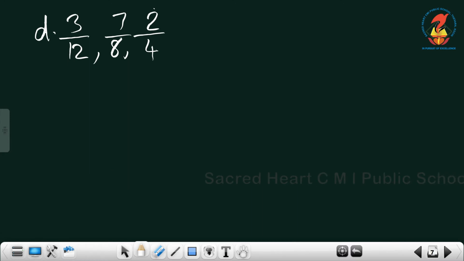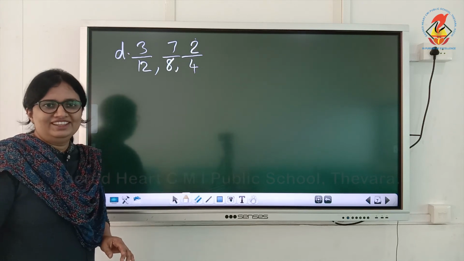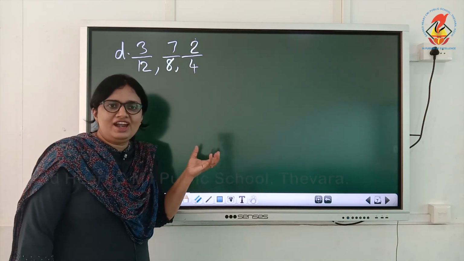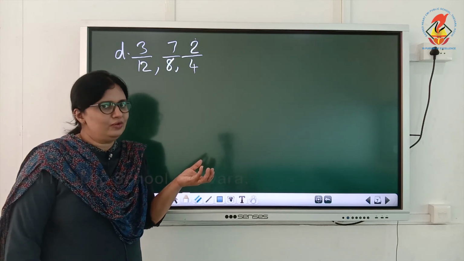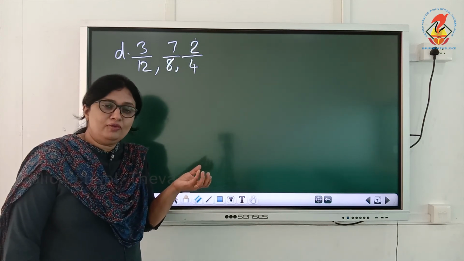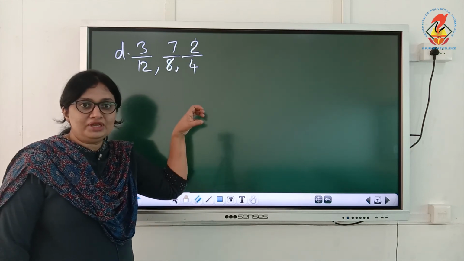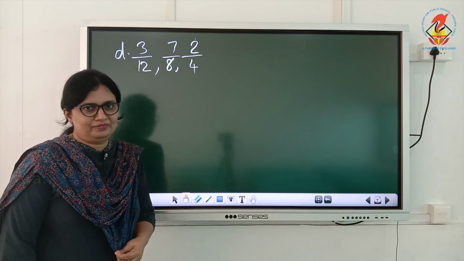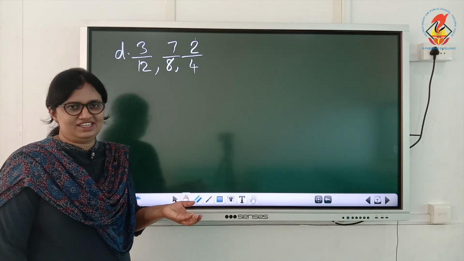The next is 3 by 12, 7 by 8, 2 by 4. These fractions are also unlike only, right? So, first we need to change them into like fractions. How? We need to take the LCM of all the denominators. After that we need to change all the denominators to their LCM. Then you will get like fractions. After that you can arrange easily.